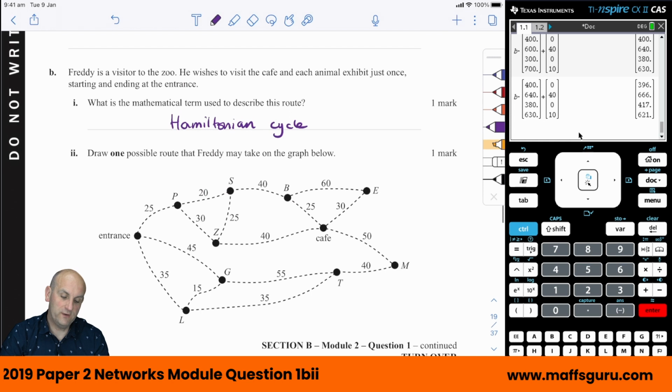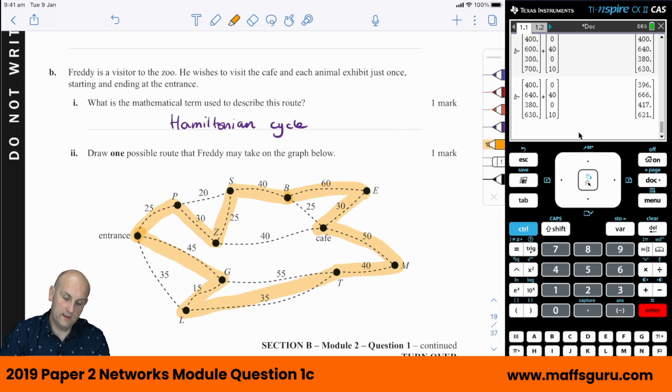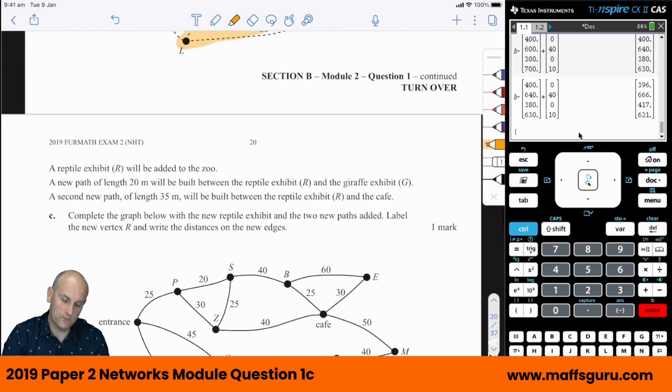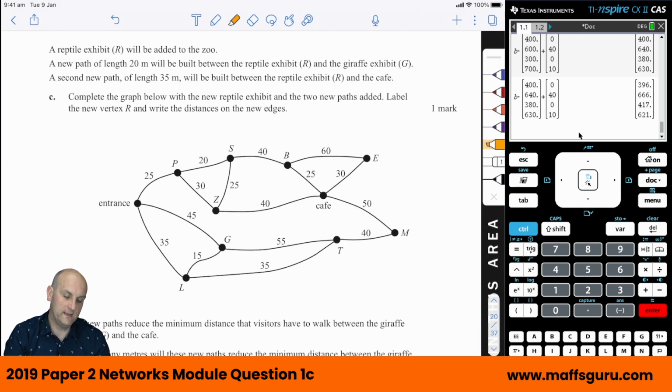Draw one possible route that Freddie may take on the graph below. So one possible route on the graph below is starting at the entrance, visiting the cafe and each animal exhibit just once, and ending at the entrance. There we go. So that is one possible route that he could take. Yep, and that worked well for the answers. How many marks was that? 1 mark, good.